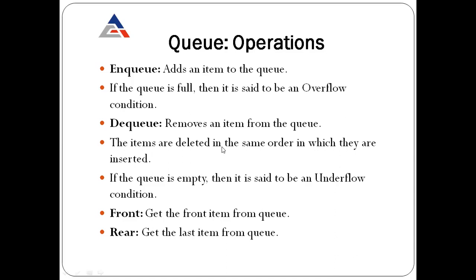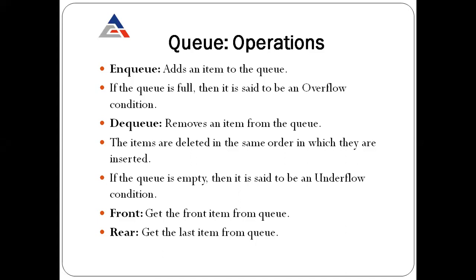DQ means to remove an element from the front side of the queue. So remove an element from the queue from the front side. The items are deleted in the same order in which they are inserted. So the first element will be removed first, then the second element after the first, the third element after the second, and so on. And if the queue is empty and we perform the delete operation, how can we delete an element from the queue if the queue is empty?